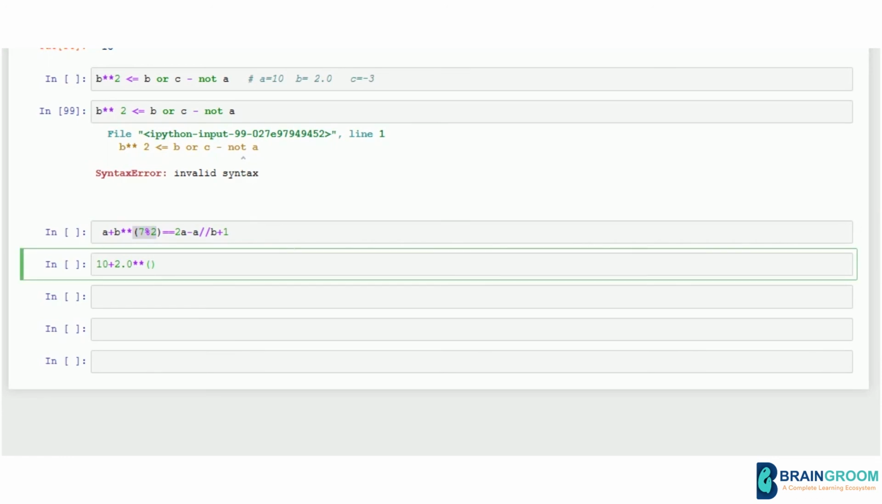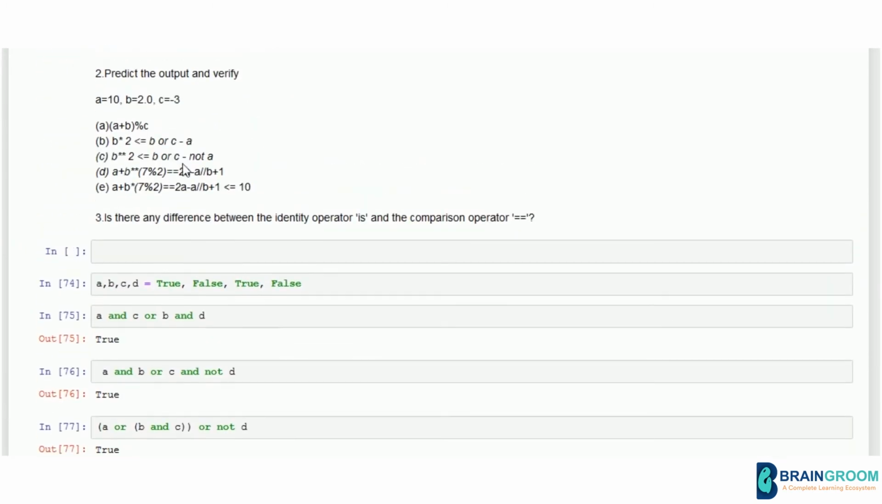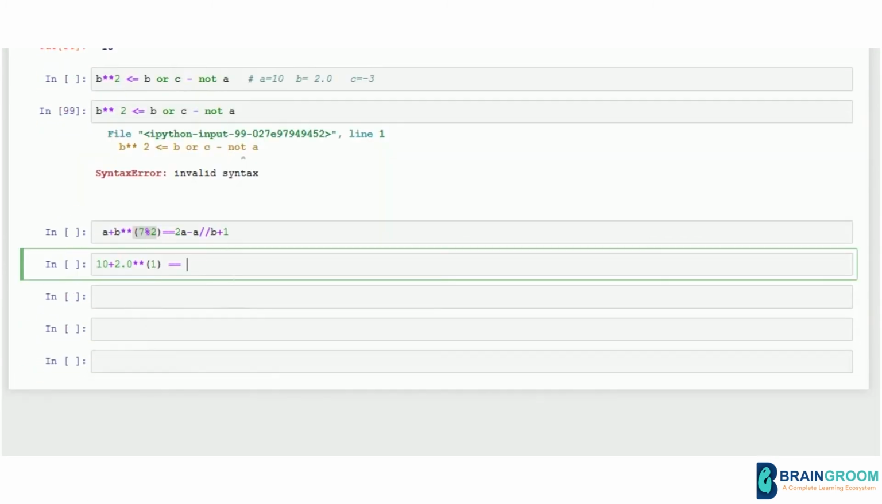7 mod 2 is 1, right? So when you divide 7 by 2, you get the remainder as 1, and you have equal to, then you have 2a. So 2a basically is 2 into a, right? So that is 20, again minus 10, b is 2.0 plus 1.